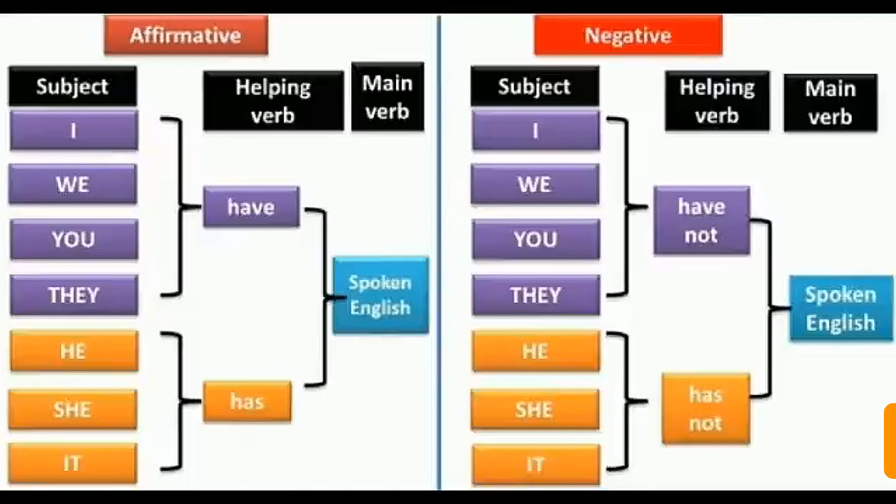And in the negative sentences, if I, we, you and they are there, then the helping verb have is used along with not to make it negative, and then the third form of the main verb will be used. And if the subjects are he, she or it, then the helping verb has will be used along with them, and to make it negative, not will be used along with has, and then the main verb's third form will be used.